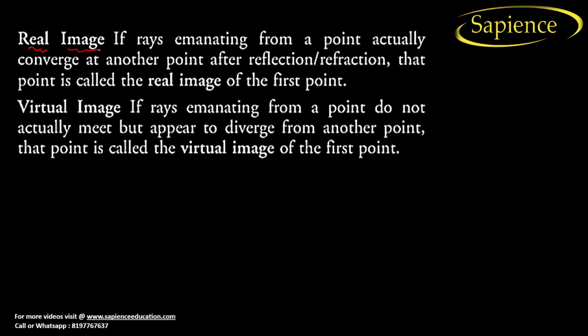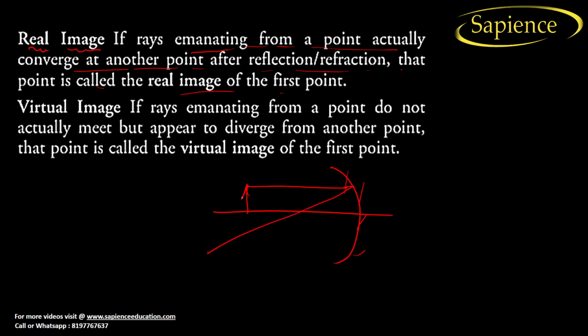When we talk about the real image, if rays emanating from a point actually converge at another point after reflection, that point is called the real image. Let us consider this is the mirror and the object is kept here, and we are getting an image at this point. So there is a real ray of light which is converging to form an image. This image is known as a real image.